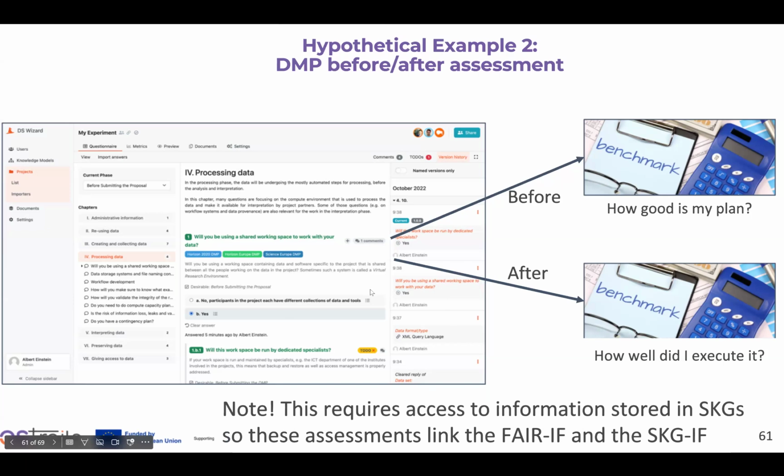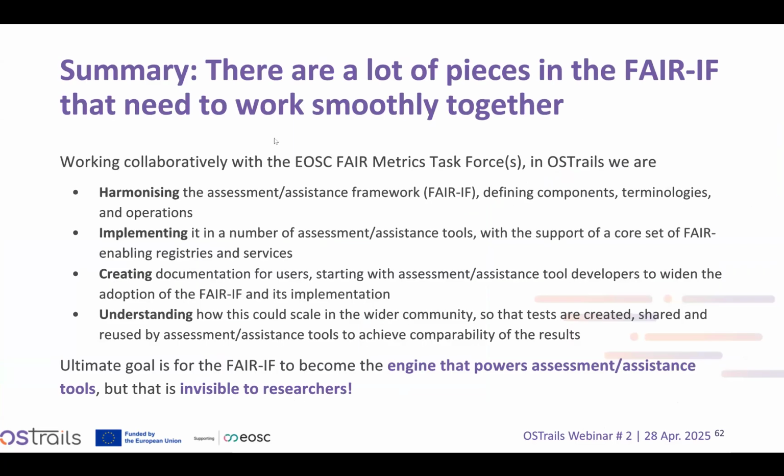Note that this before and after, especially the after, requires access to information that's going to be stored in the scientific knowledge graph. So, for example, in OpenAir knowledge graph, right, to get the DOIs for research results and so on. So these assessments are going to be the link between the FAIRIF and the SKGIF. And again, you don't have to see that. It'll be embedded in the tools that you use, for example, the DMP tools. So I've given you fairly rapidly a big picture of what the FAIRIF does and why.